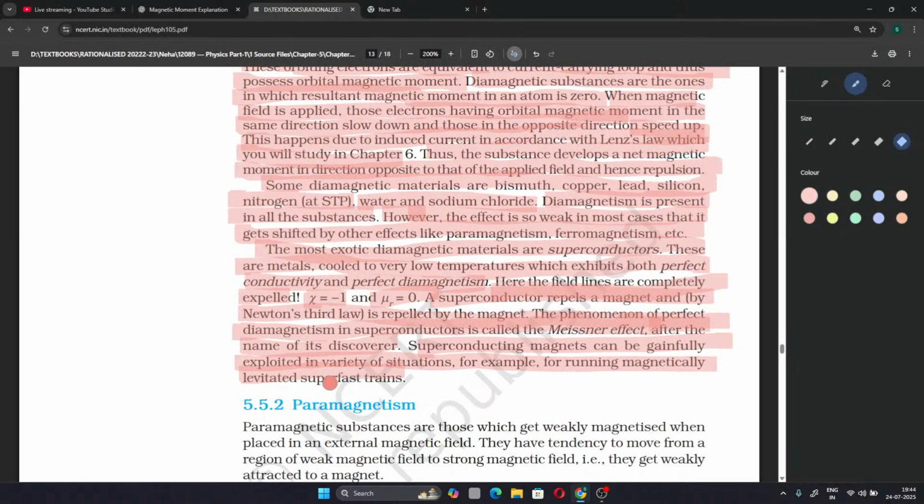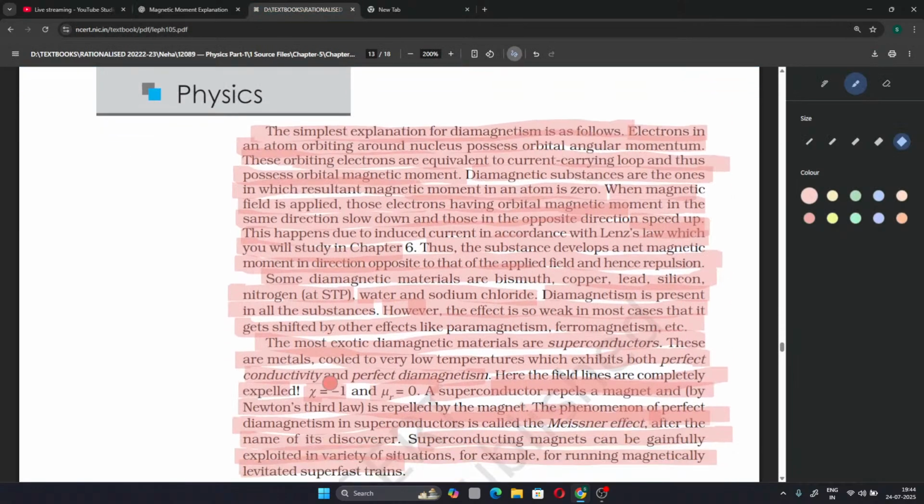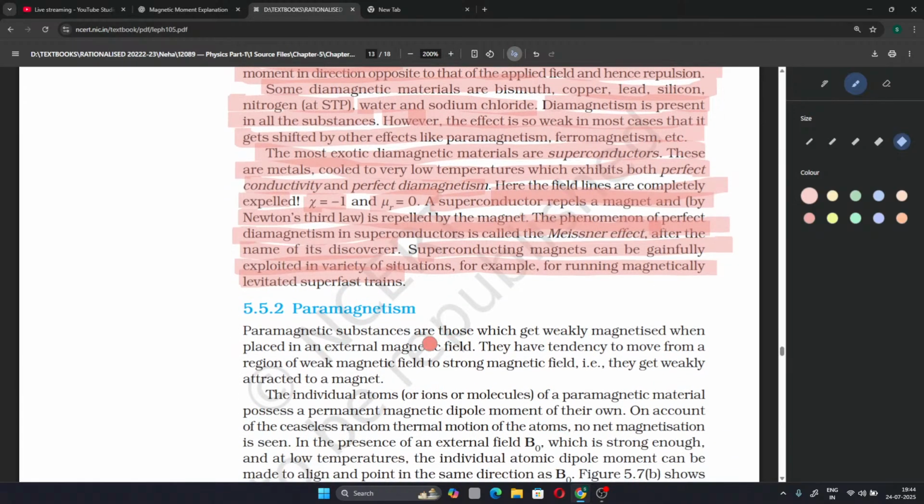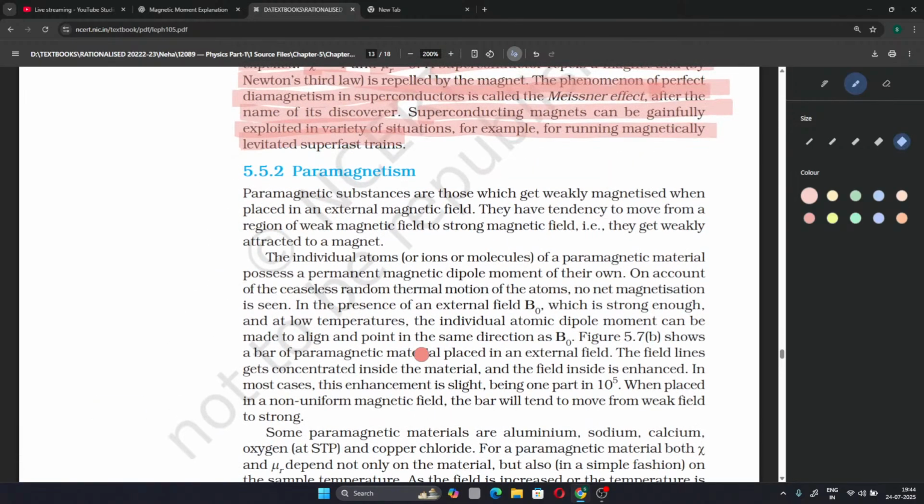Okay, then let's go back to the main subject. Let's go to paramagnetism, the next main subtopic. Paramagnetic substances are those which get weakly magnetized when placed in an external magnetic field. They have a tendency to move from a region of weak magnetic field to strong magnetic field. That is, they get weakly attracted to a magnet.